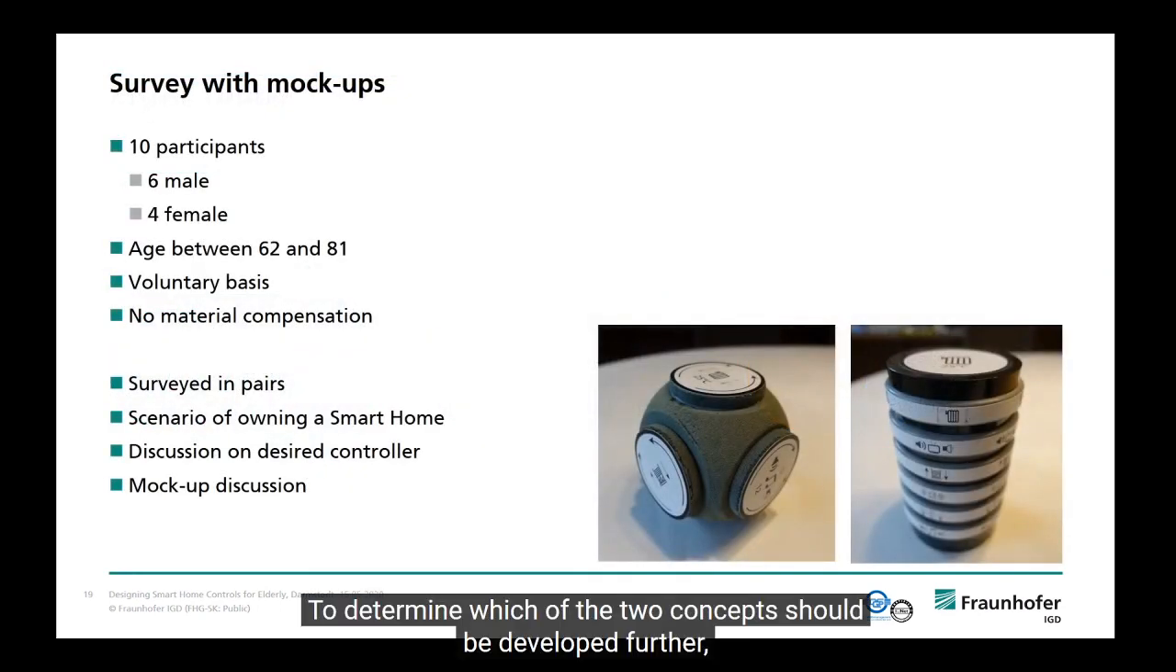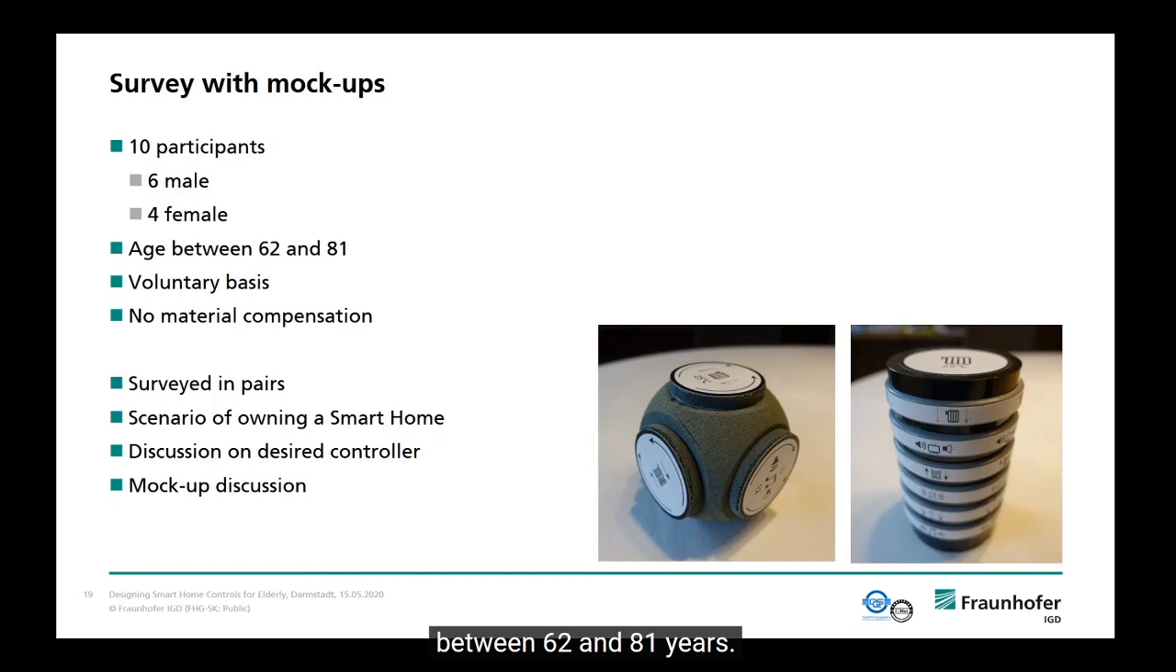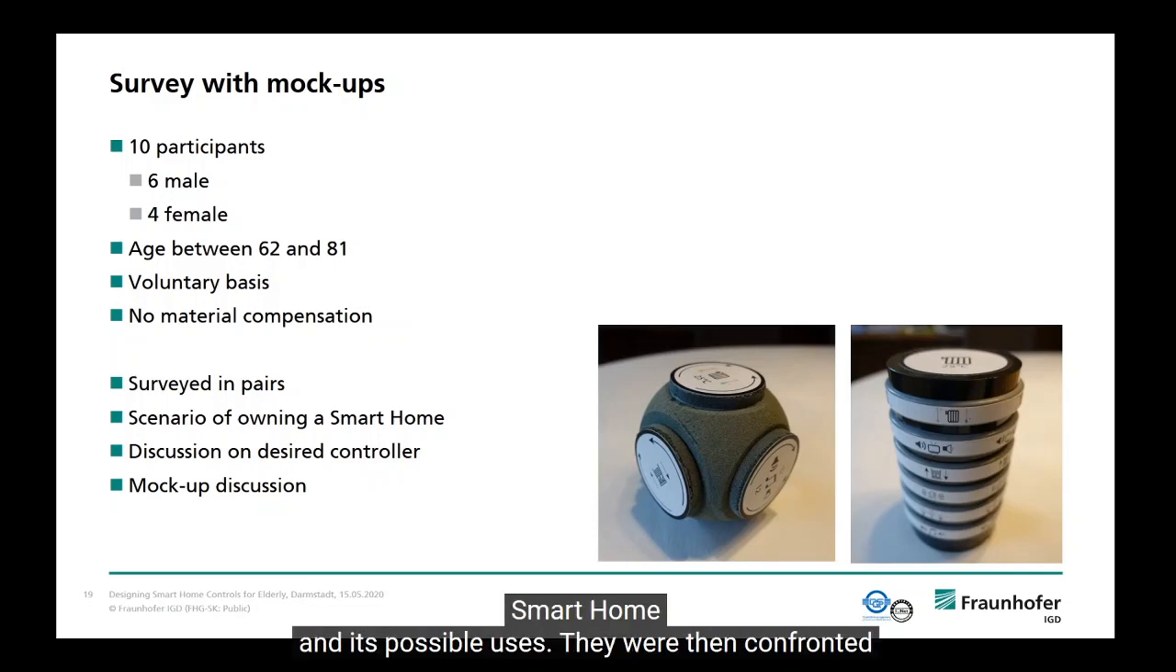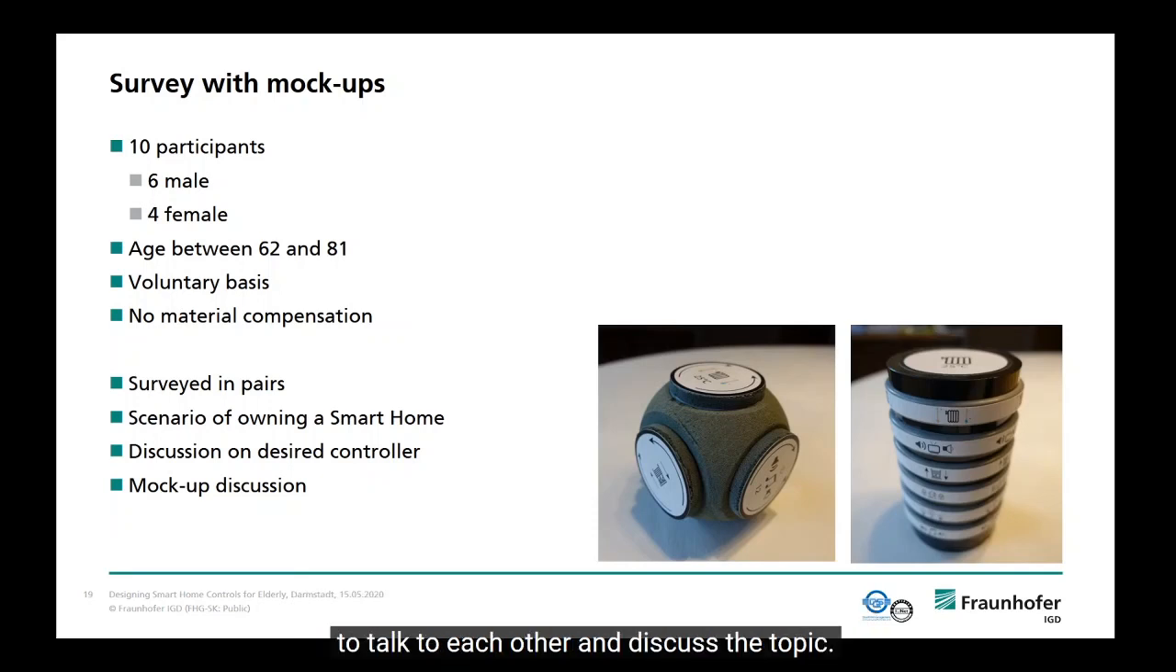To determine which of the two concepts should be developed further, we conducted a qualitative survey. 10 people participated in the survey, aged between 62 and 81 years. Subjects were surveyed in pairs. Each pair was given an introduction about smart home and its possible uses. They were then confronted with an imaginary scenario of them already having a house outfitted with smart home technology and were asked how they think a good controller for it could look like. Participants were encouraged to talk to each other and discuss the topic.